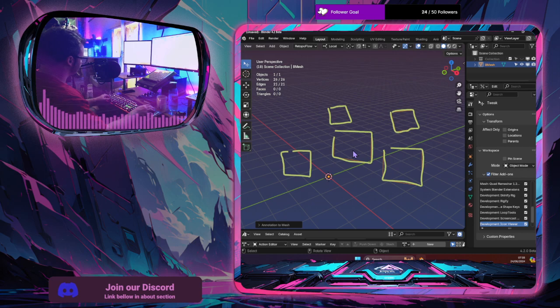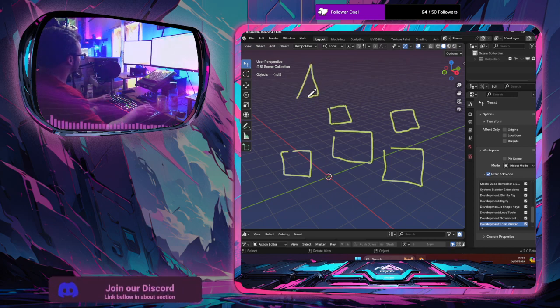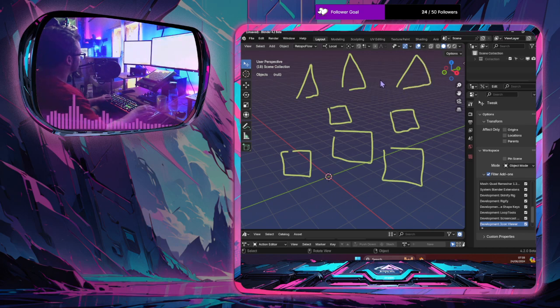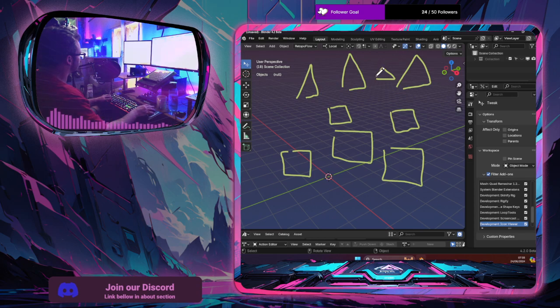Alright, so what if I now add some triangles and stuff? Triangles should be pretty easy. I keep on drawing in the same manner. Let's start from the top. Okay, so I should have 5 triangles.